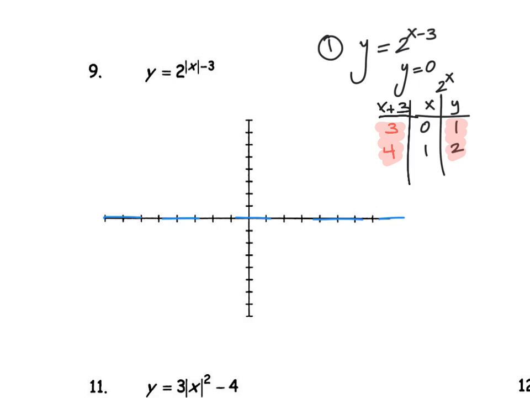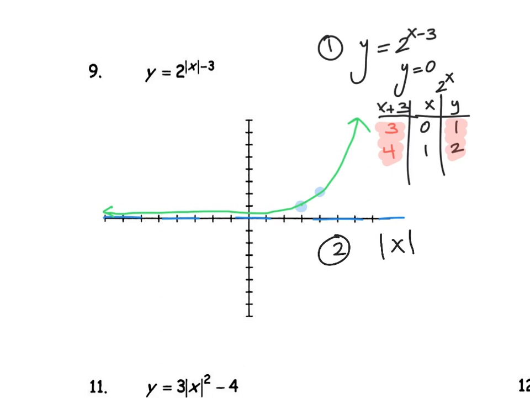So let's plot those points and sketch our graph. So 3, 1, that's going to be our first point. And then 4, 2, that's going to be my second point. So let's start by sketching this graph. I'm going to start above the x-axis and continue. So I just took care of this part of the graph, which is y equals 2 to the power x minus 3. My second step is to take care of the absolute value of x.